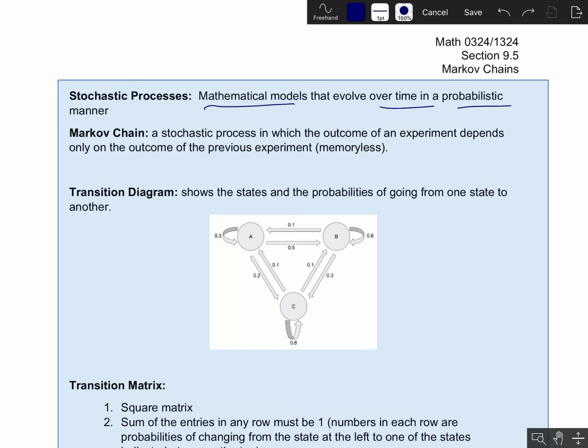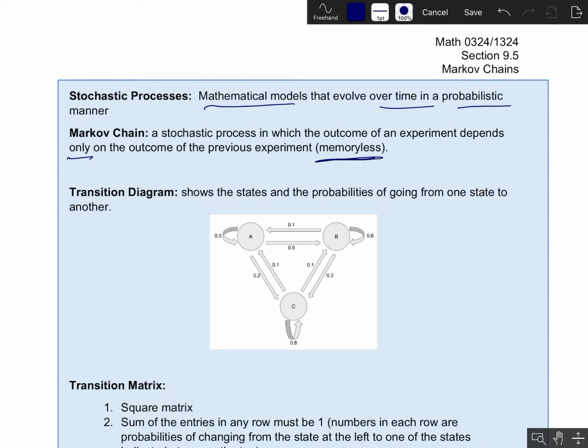A Markov chain is a specific kind of random process. So a Markov chain is a stochastic process in which the outcome of our next turn, or the outcome of the next experiment that we do, depends only on the outcome of the previous experiment, or the current experiment. And this is sometimes called memorylessness.